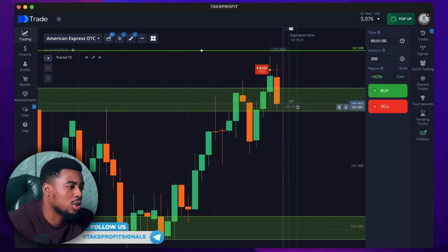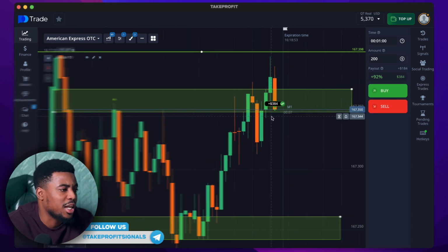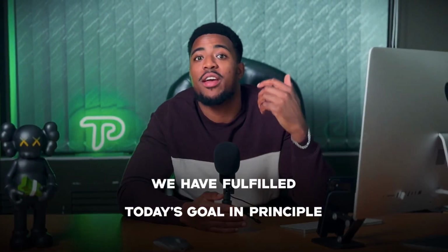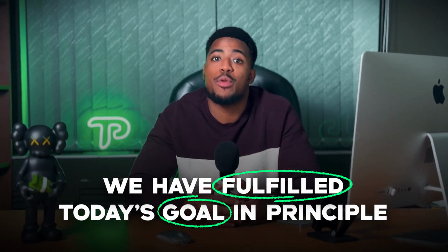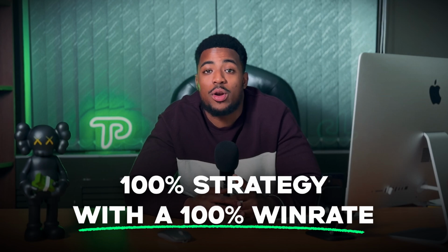Well, the trade closes in 5 seconds. Look how confident the reaction is, almost instantaneous after liquidity is removed from the zone. So guys, as far as I remember, we have not closed a single trade in the negative today, which means that we have fulfilled today's goal. In principle, we really got a strategy with a 100% win rate. Of course, this will not always be the case.